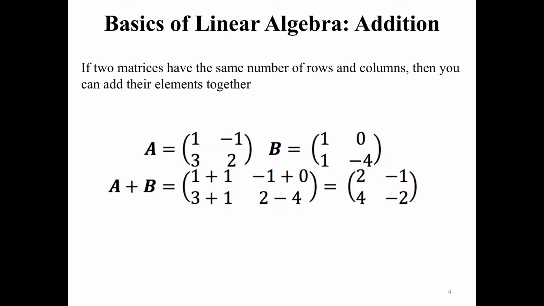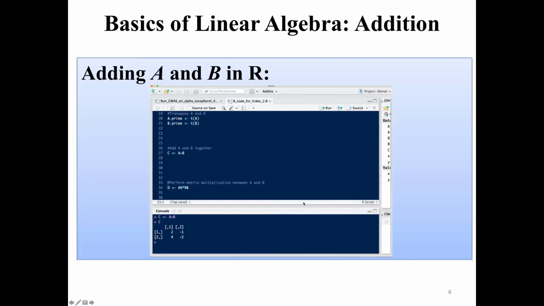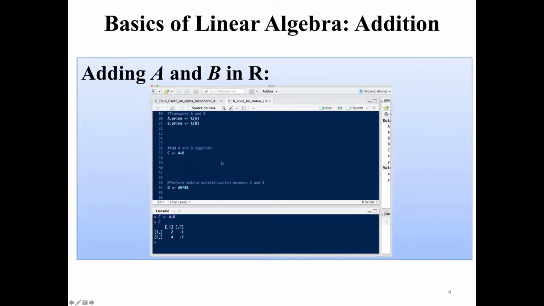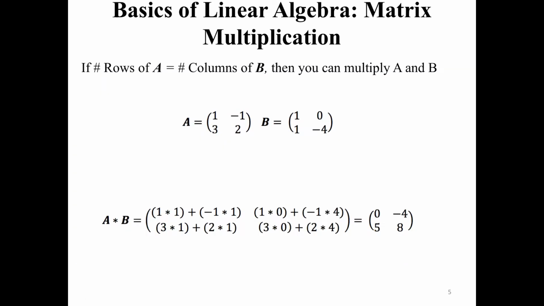Now, the next thing we're going to talk about is addition. If we have two matrices that have the same numbers of rows and columns, like we do here for A and B, both have two rows and two columns, we simply add their elements, their numbers, together. So for example, if I wanted to take A plus B, I'll go 1 plus 1, which is 2, negative 1 plus 0, which is negative 1, etc., etc. And hence we get our matrix A plus B. And then we use the plus sign in R to do addition in linear algebra.